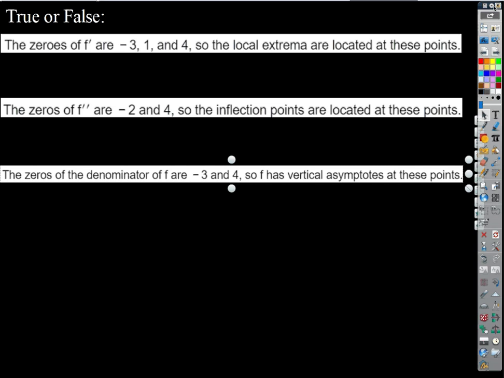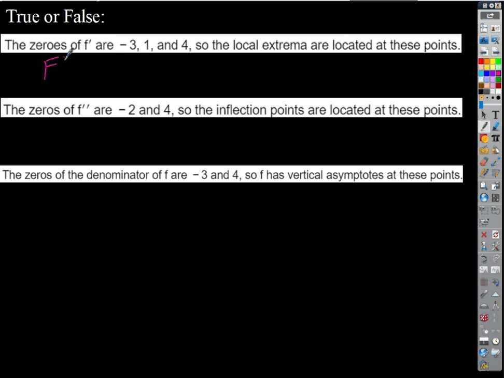Where else could you potentially find extrema? Where it's undefined, right? Okay, but I don't think that's really the intent of the question. Does it guarantee that you're going to get extrema at all those places? No, you're just going to get a horizontal tangent line. It doesn't necessarily have to be an extrema, right? It could be an inflection point or something. So there's a little bit of ambiguity there, but I'd say that's false.